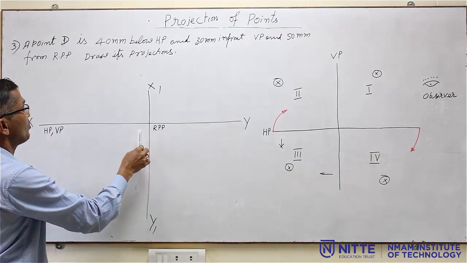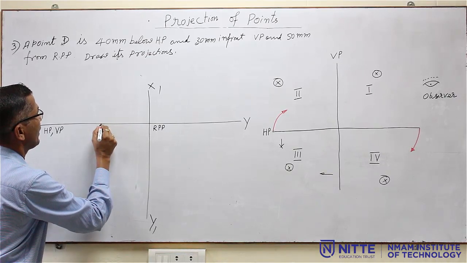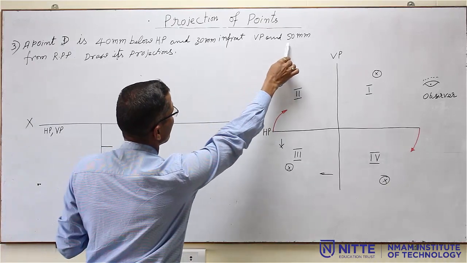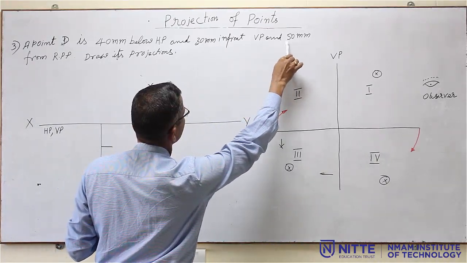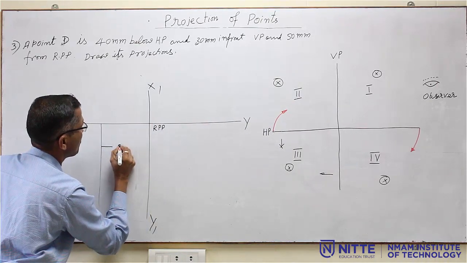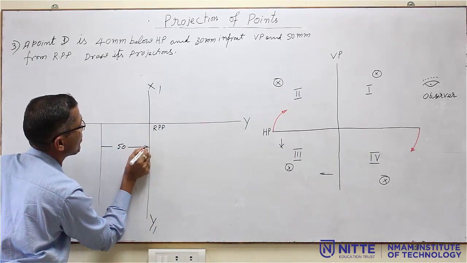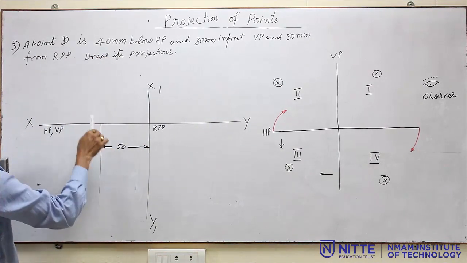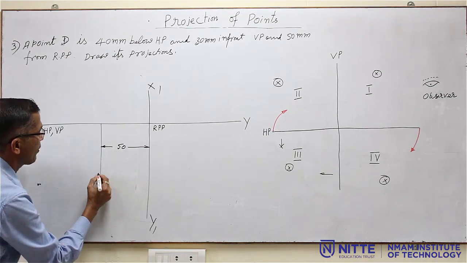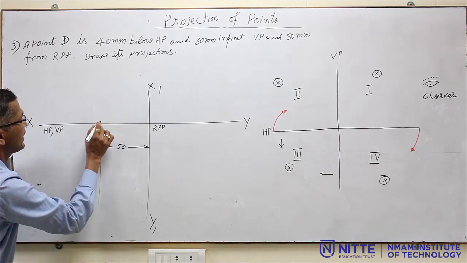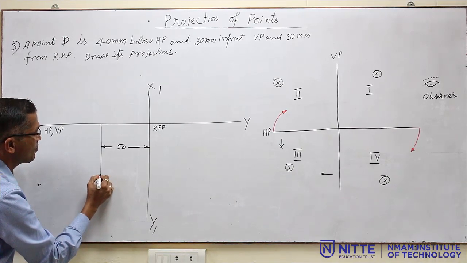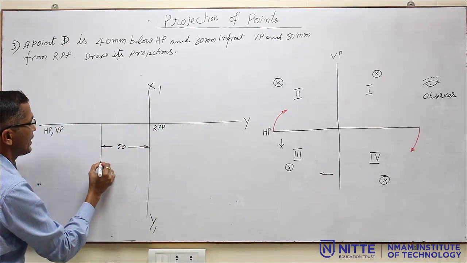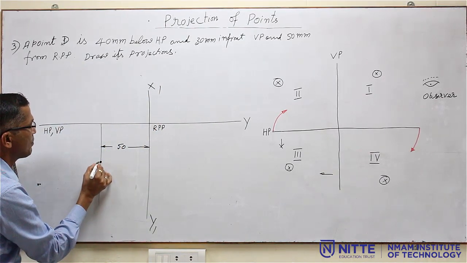Now from this line you measure a distance of 50 mm and draw a line. Why is this 50 mm? Because they mentioned from profile plane it is 50 mm. So that is why I have to maintain this gap of 50 mm. Now on this line, from the XY line, measure a distance of 40 mm and mark a point, and one more point at a distance of 30 mm.